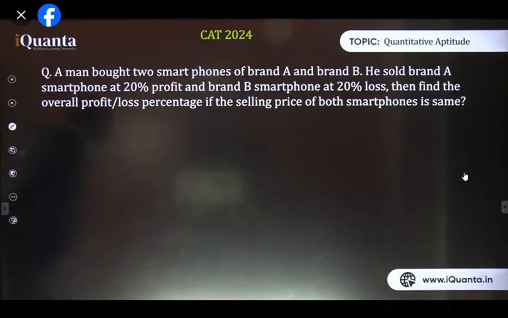Okay, Ramu is asking, for this type of question, do we use the successive change formula or not? Okay, let's see. There are two different things. It's not successive change actually, but it looks similar. It looks similar, Ramu, but it is not actually.